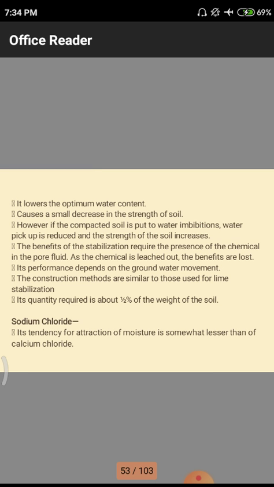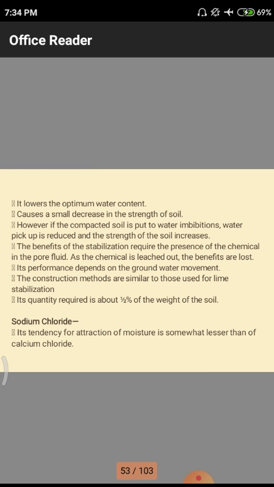A small negative is it will decrease 2 to 5% of the strength. The remaining strength will be obtained by simply adding those chemical contents to the top layers of the soil. The benefits of this stabilization require the presence of chemical in pore fluid. That means pore fluid means automatically those chemicals will be in the form of liquids only.